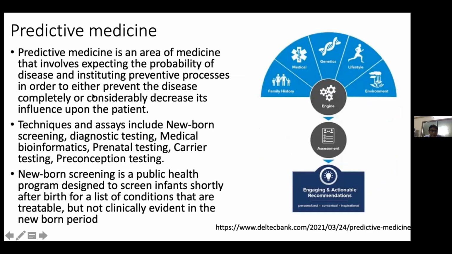Predictive medicine is another area. You need to combine family history, medical history, genetics, lifestyle, and environment. Nowadays, bioinformatics works with machine learning, so you can do deep learning and machine learning approaches. You can find the best approaches for the best preventive measures for the treatment.